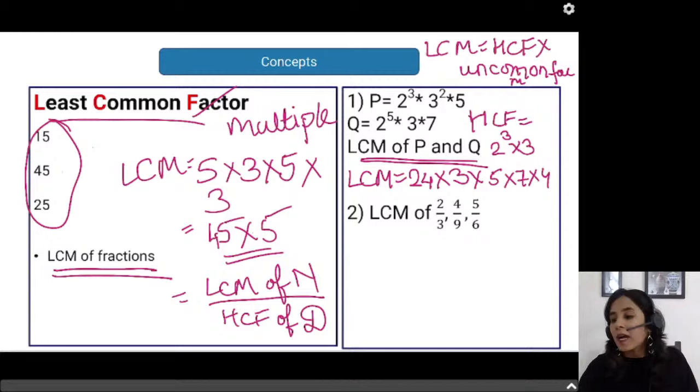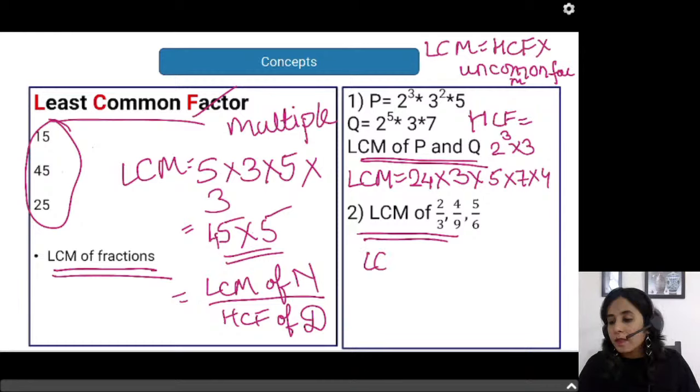Correct. Now, can anybody of you solve the second question, which is the LCM of a fraction? I have already told you the formula for the LCM of a fraction. It is nothing but the LCM of the numerator, and you have to divide it by the HCF of the denominator. 40 upon 3 is what Padmini is saying.